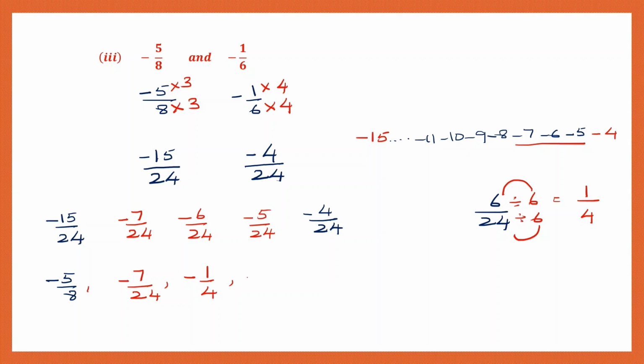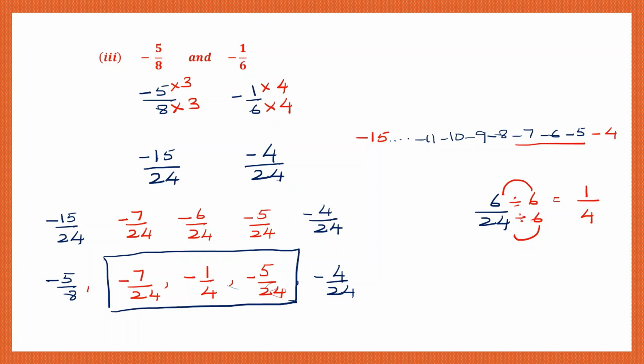And then here we have minus 5 by 24, which we can't reduce. And the other rational number here is minus 4 by 24. So we have got our answer here. These are the three rational numbers that we have inserted. There are many more. You can choose any three, but see that they are in the lowest form.